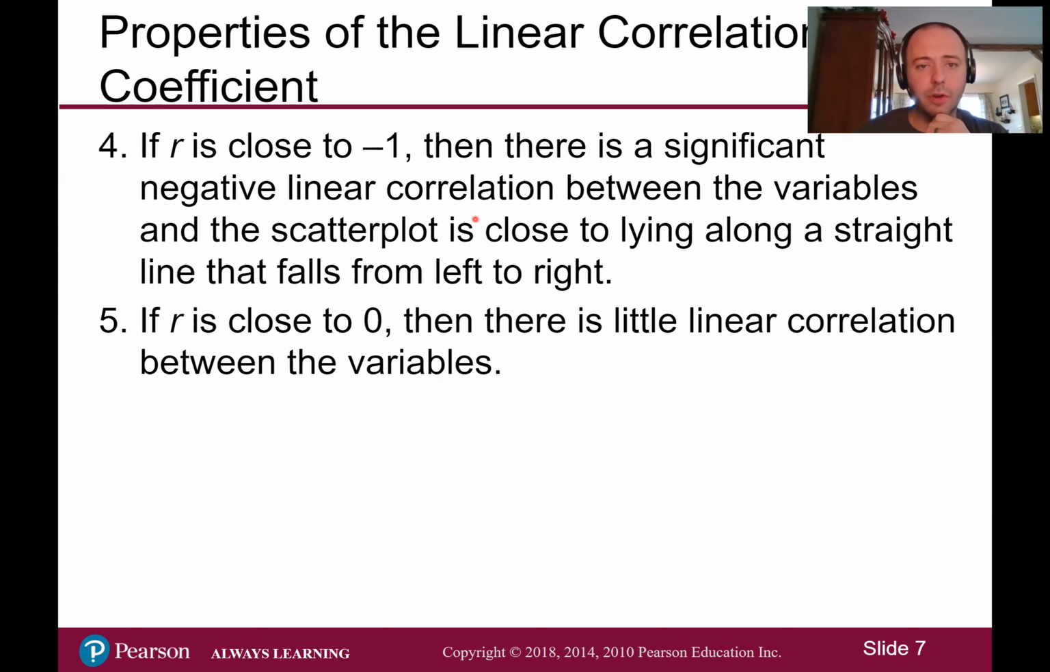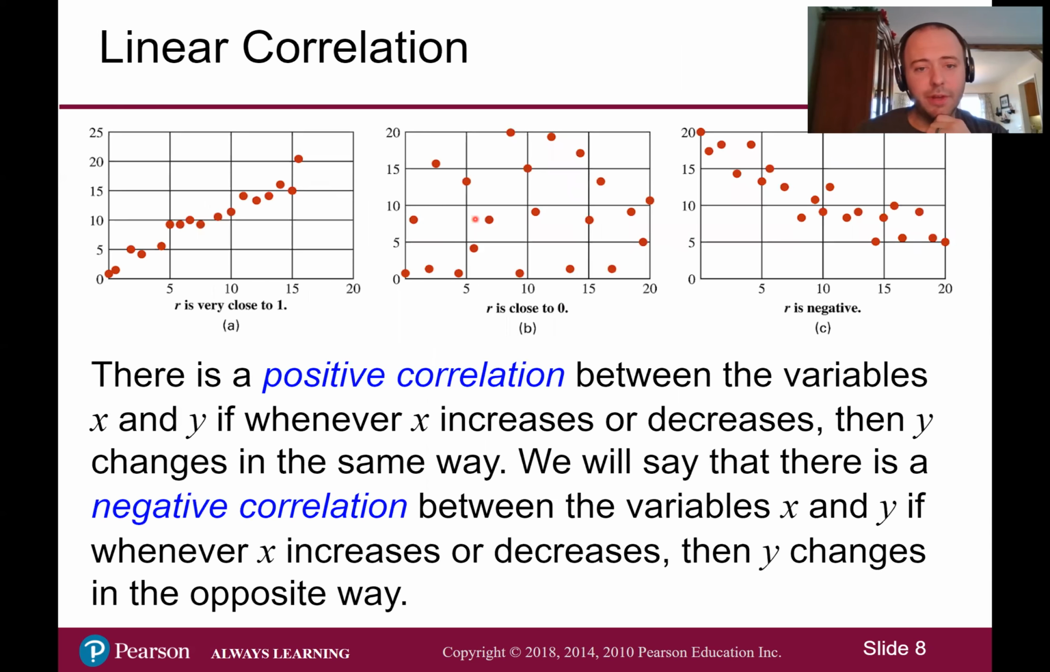All right, so those are our properties. Here's a couple of examples of scatter plots and what the correlation could be. Here, this one is close to +1. This one, see the points are scattered. They're all over the place. There's no relationship there. It's close to 0. And then the third one, the R is negative. See, as one variable goes up, as the X's increase, the Y's decrease. Okay, so that's positive and negative correlations.